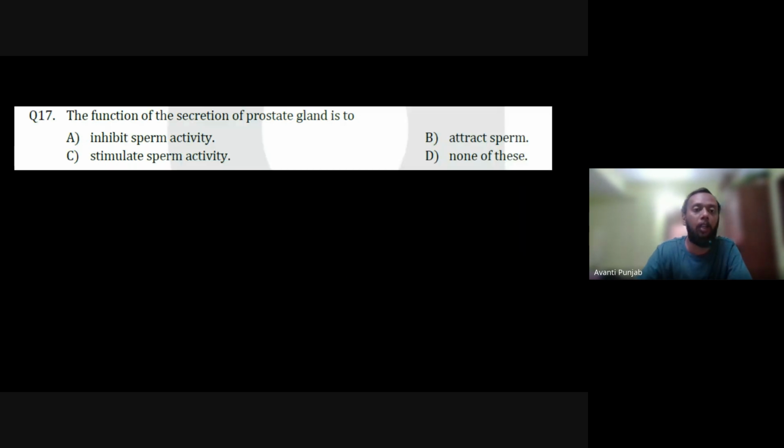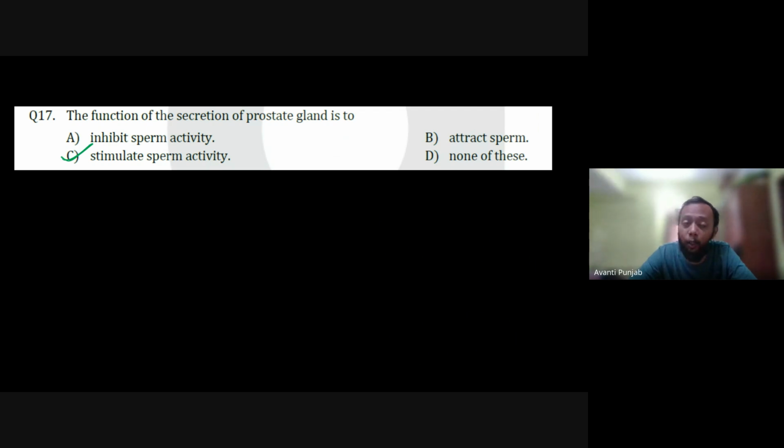Right. The function of a secretion of prostate gland is what? इनमें से क्या होता है मेरे यहाँ पे function? Like when the prostate gland will have a secretion, उसका function यहाँ पे क्या होगा? Right, true. It will stimulate the sperm activity.